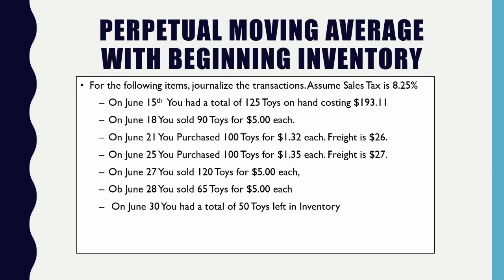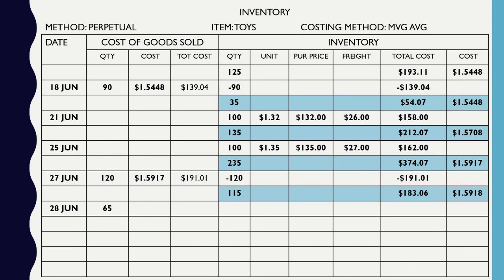But let's see what happens next. Then on the 28th of June, I end up selling another 65 toys. Boom, 65. But this time it's $59.18, which gives me 103.47. Once again, if I take it out from my inventory and recalculate my total quantities and my total cost, now I have 50 items left on inventory. That's exactly what it said on June 30th, that you should have a total of 50 items left on inventory. Boom, there it is, my 50 items.